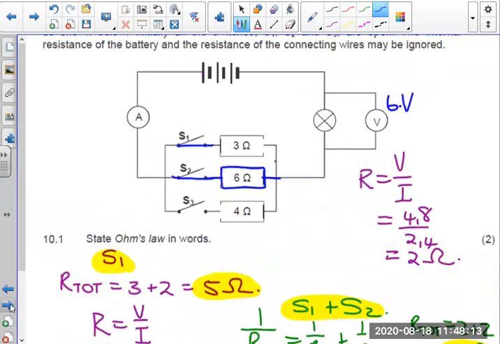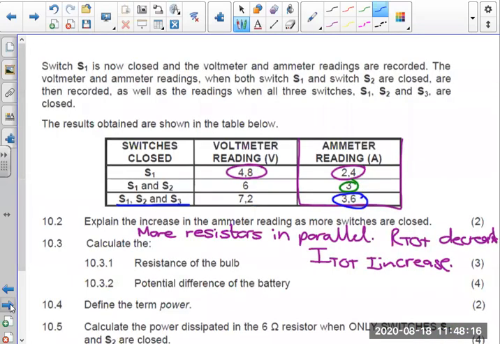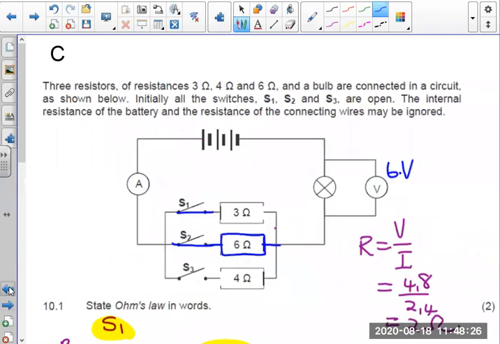Look at the table. If S1 and S2 are closed, what's the voltage? It is 6, so I'm going to use that. And the ammeter reading is 3. We can use any one of those two. But this is the total current. Everywhere where you see the blue, the ammeter reading is 3. But through the 6 ohm resistor, the current divides into 2 parts, so the current that goes through the 6 ohm resistor is not 3.